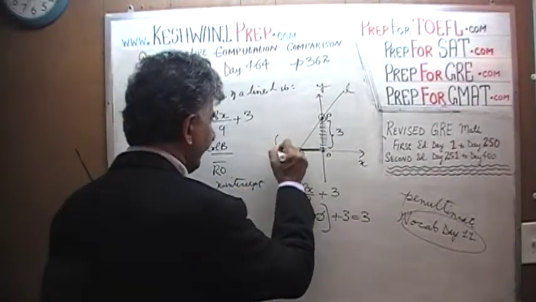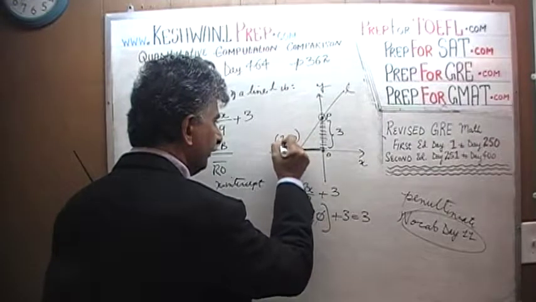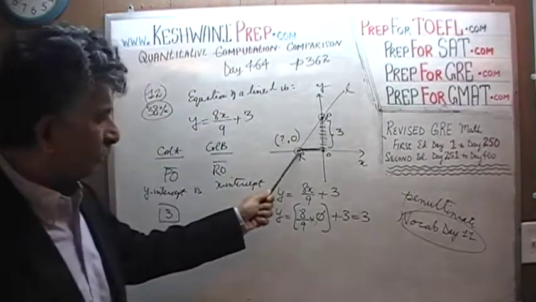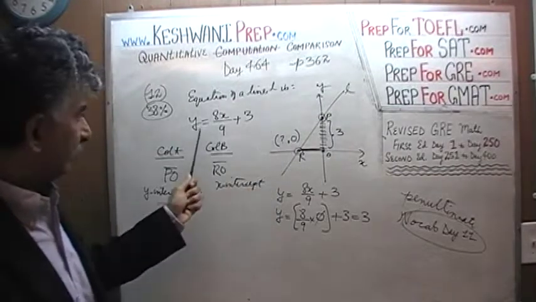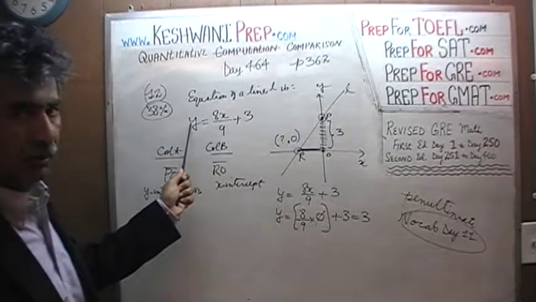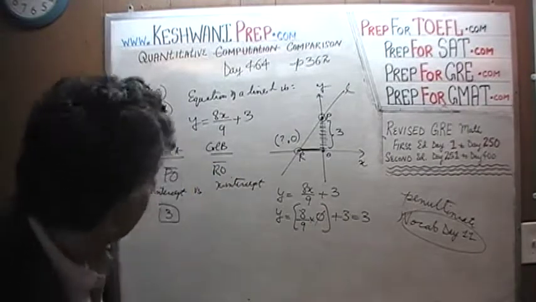At point R, it has some x value, obviously. And the y-coordinate is 0. This is what we're trying to figure out. What is the x-coordinate of point R? Well, at that point, y is equal to 0. So we take the same equation, and this time we equate y to be 0, and let's see what we find.